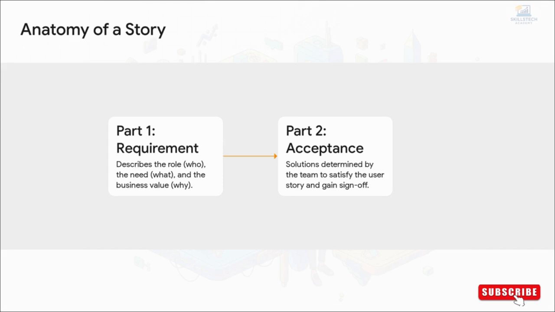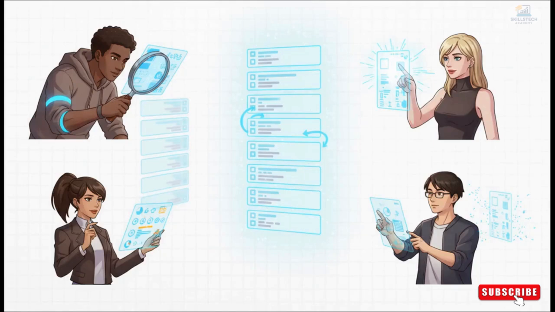These are the specific black and white conditions that tell everybody, okay, this story is officially done. So, how do you manage a backlog that's packed with all these stories? Well, you follow the DEEP model. It's a great little acronym to remember.